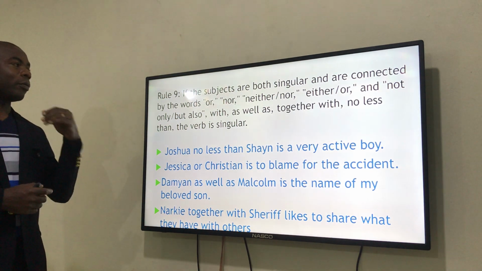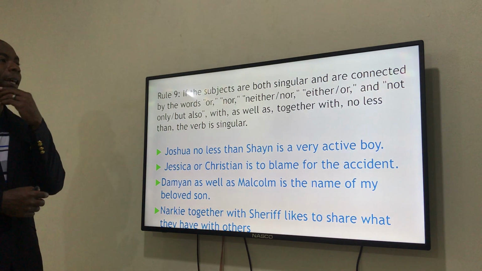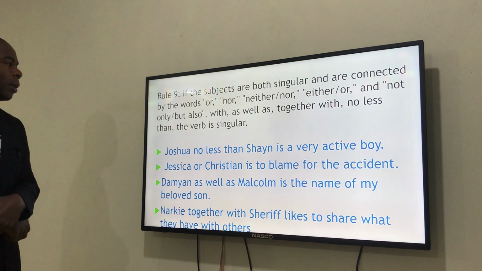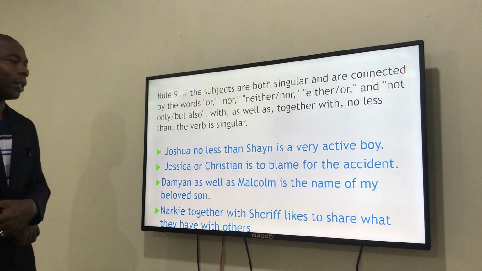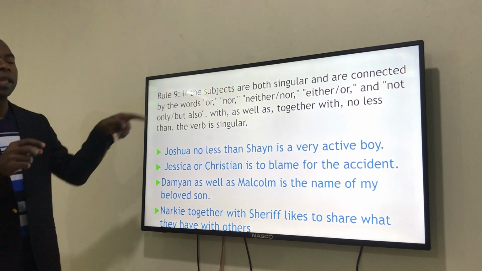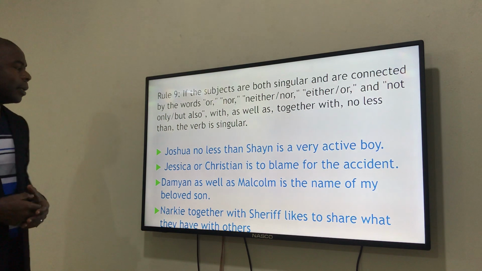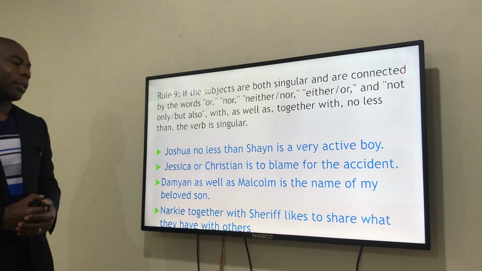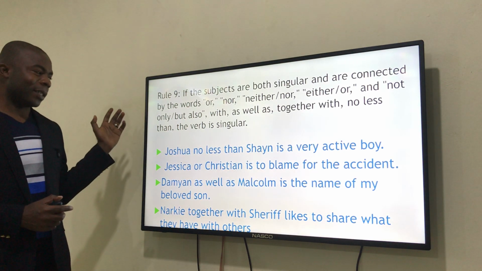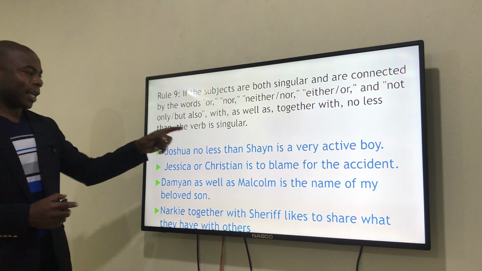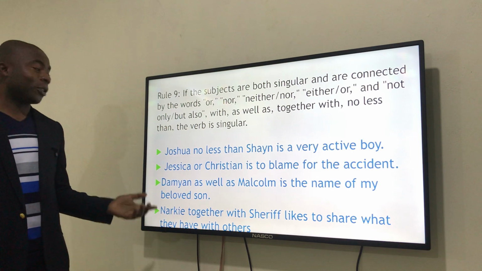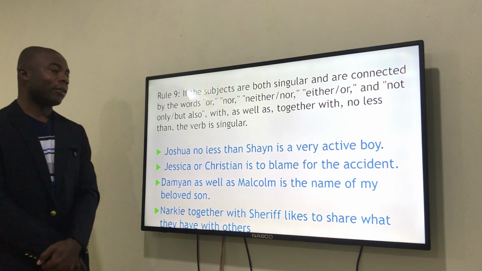So these are some of the words. If the subjects are both singular and are connected by the words or, nor, neither, nor, either, or, not only but also, with, as well as, together with, no less than, the verb is singular. Remember, singular subjects connected with these connectives. So Joshua, no less than Shane, is a very active boy. Joshua, singular subject. No less than is the connector, let's call it that way. Shane, another singular. The verb is singular.